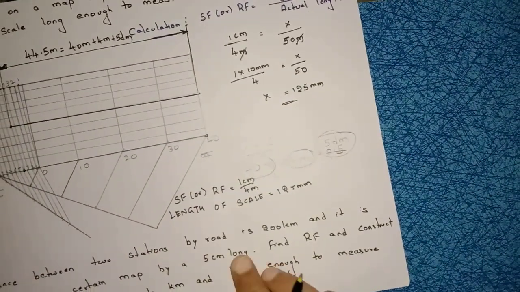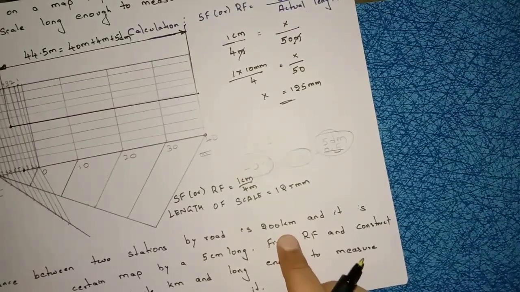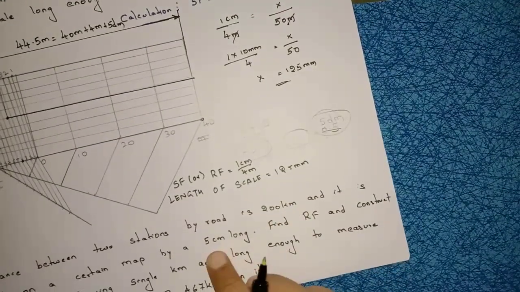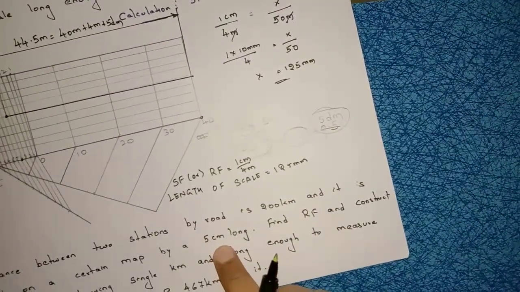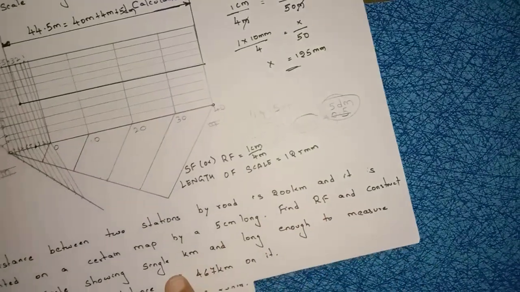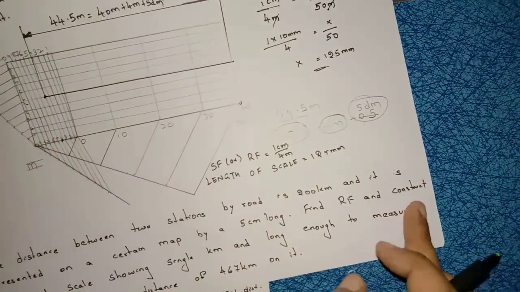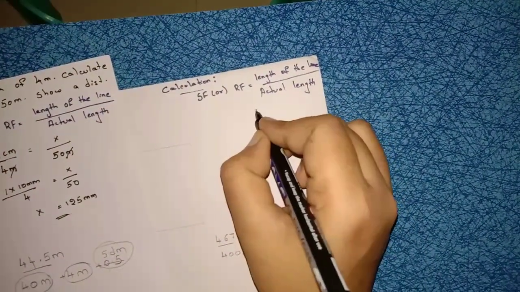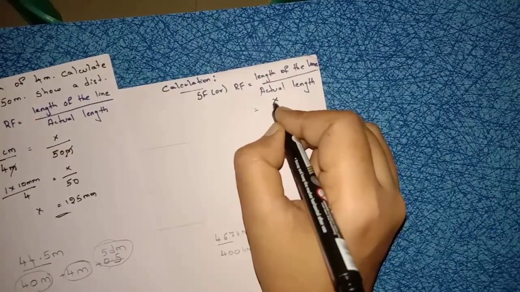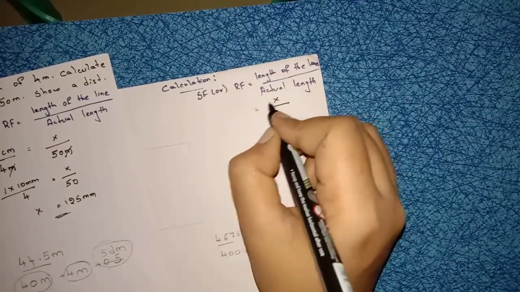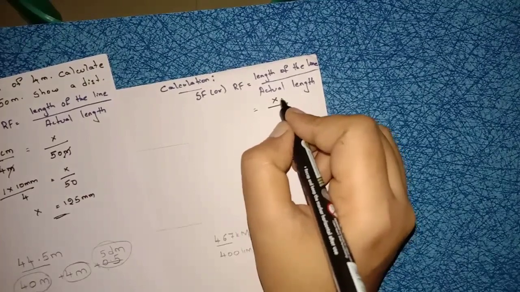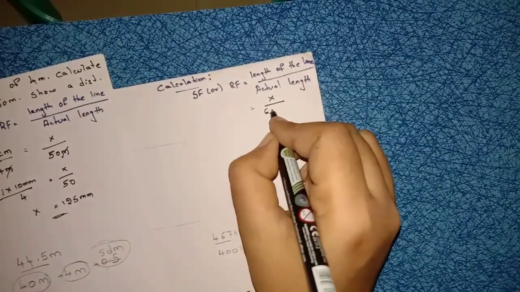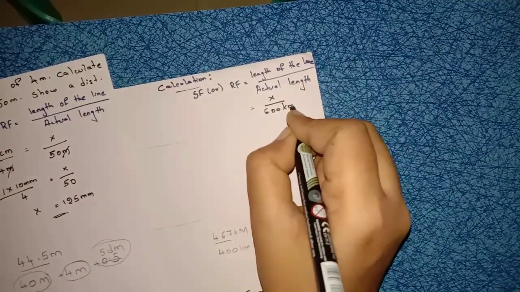Distance between two stations by road is 200 kilometers, but on a map it is showing as 5 centimeters. Find RF and construct a diagonal scale measuring up to 600 kilometers, he is asking. So first write down the length of the line. Always it is x by actual length to measure up to. So here they mention up to 600 kilometers.